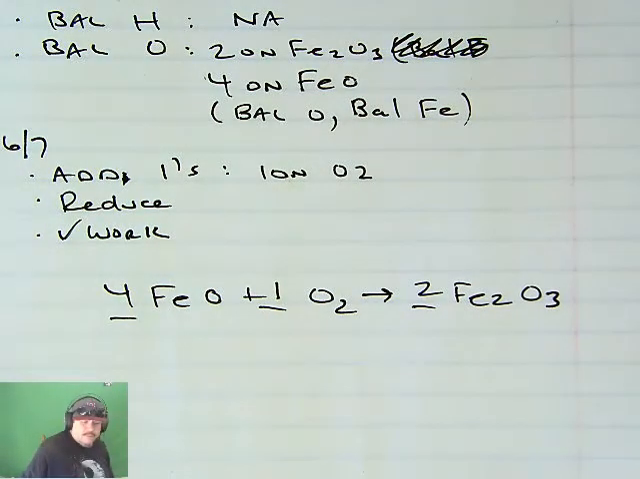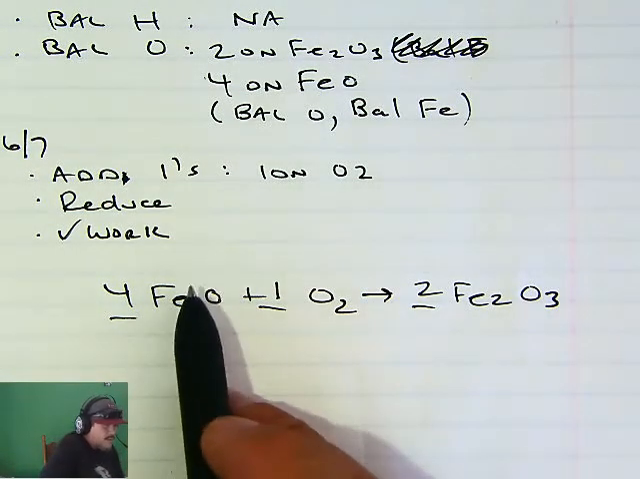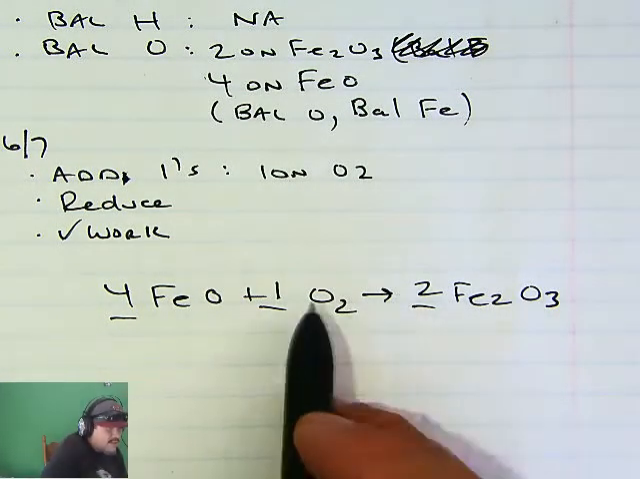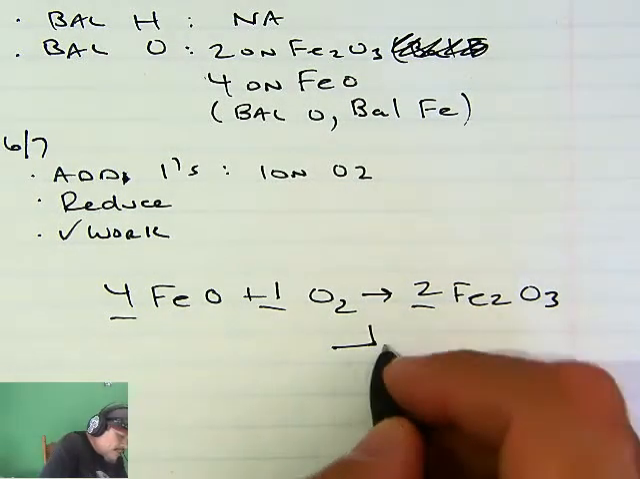4, 1, 2 can't be reduced. I can't subtract anything else out of there. Or not subtract, I'm sorry, divide anything else out. There's nothing in common that I can divide out to make those smaller. And then the last thing is to check my work.